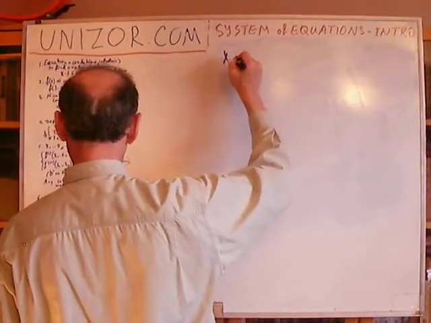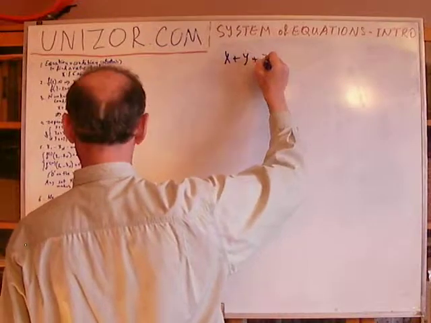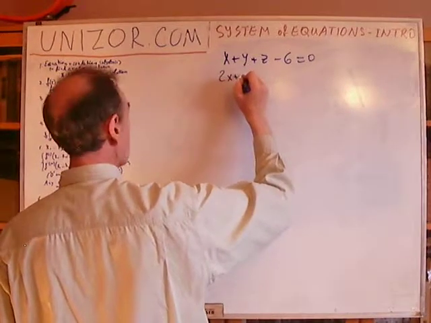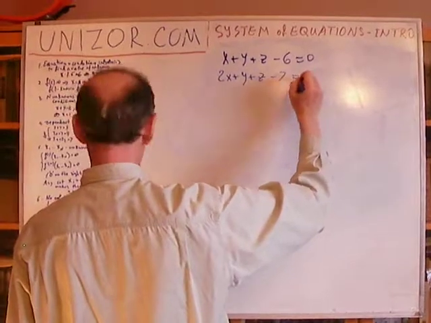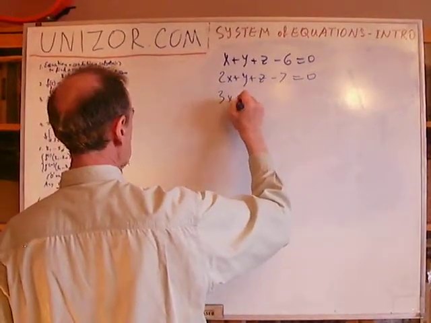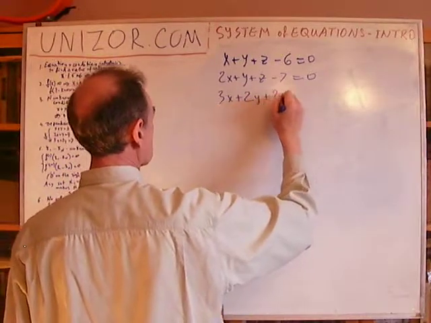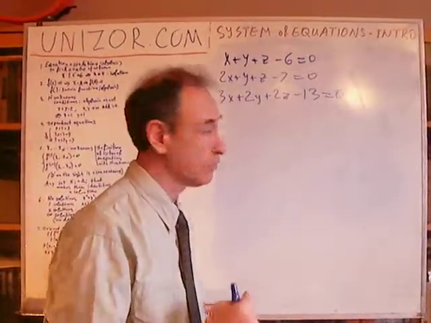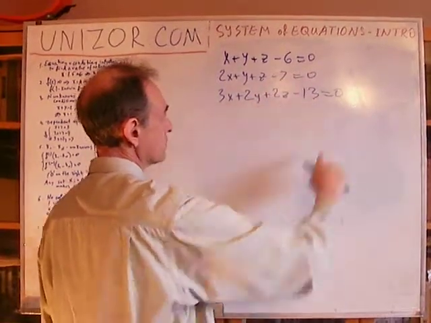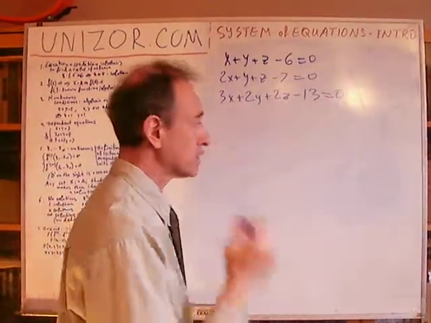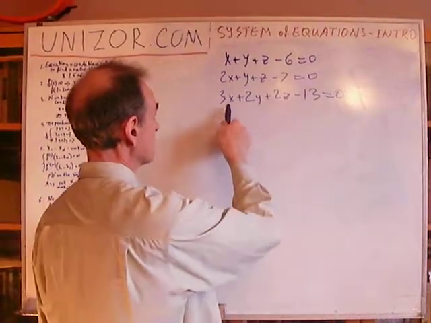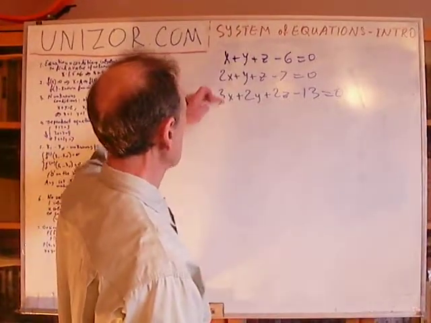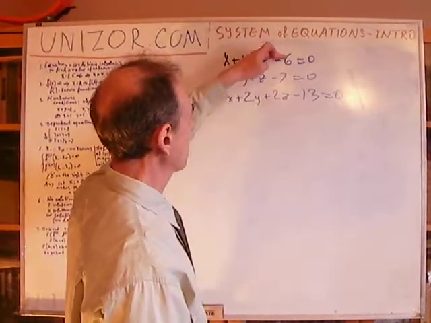Let's just consider one of them, x plus y plus z minus 6 is equal to 0, 2x plus y plus z minus 7 equals to 0, and 3x plus 2y plus 2z minus 13 is equal to 0. All right, we did actually mention this system of equations before. The only thing was I put 6 and 7 and 13 on the right. Doesn't really matter. So anyway, what's peculiar about this particular system of equations? The fact that the third one can be derived by the previous two by adding them together. You see, x plus x, 3x, y plus y, 2y, z plus z, 2z, minus 6 minus 7 minus 13.